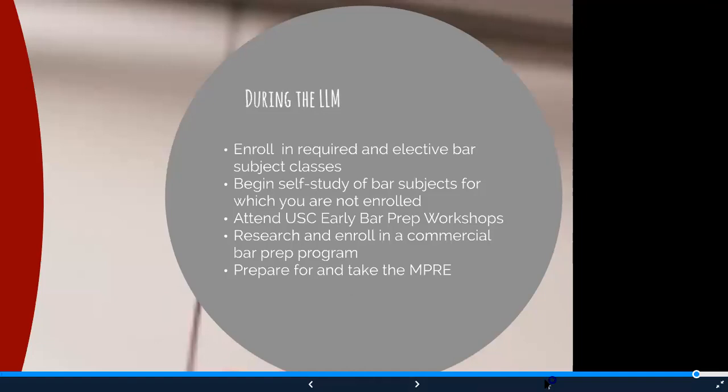You can start preparing on your own with self-study or by taking the MPRE, and also preparing in terms of research and enrollment in a commercial bar prep program. Again, this is like Barbri, Themis, Kaplan. There are so many of them now.